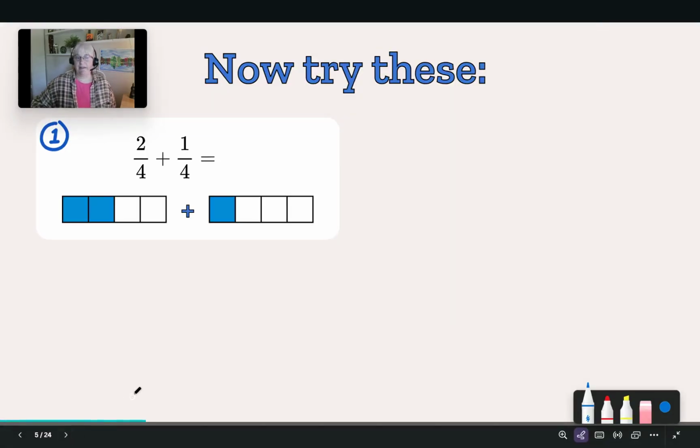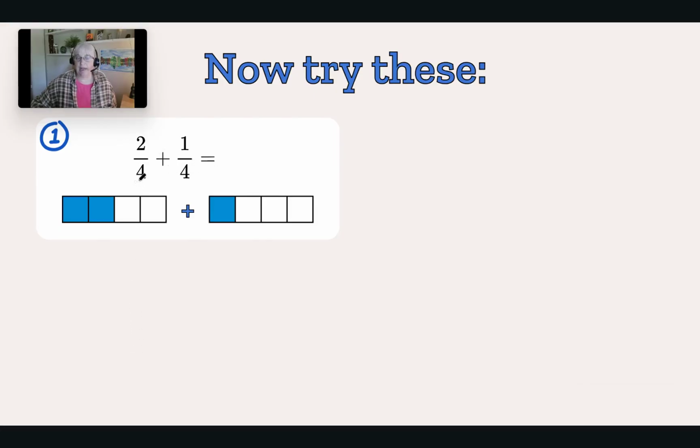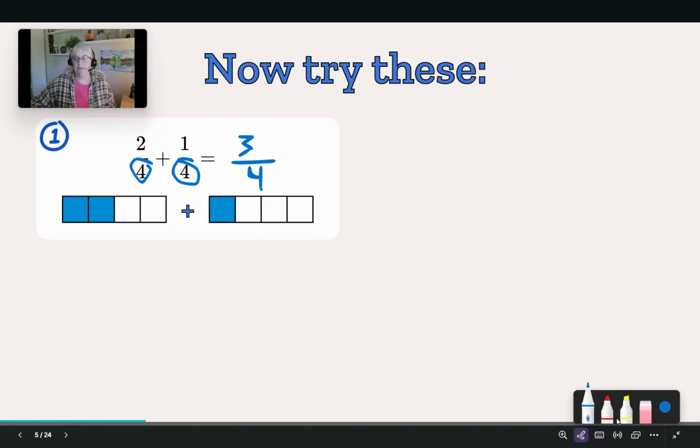All right, let's look at this fraction. If I am adding 2/4 plus 1/4, first we look at our denominators. They are both 4. The denominators are going to stay 4. We did not change the number of parts. But if we add the numerators, or the top number of the fraction, 2 plus 1 equals 3. So the answer to 2/4 plus 1/4 is 3/4.